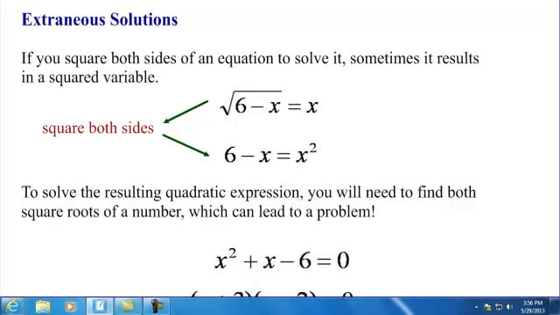So if we square both sides of an equation to solve it, sometimes it results in a squared variable. So this one right here, if I wanted to get the square root by itself, I'd end up with an x squared term. And remember, that makes something quadratic. So that means I can't do inverse operations to solve it. I have a couple options. We could break out the quadratic formula. We could factor it out if it's factorable. We could use completing the square, or the square root method if it applies.